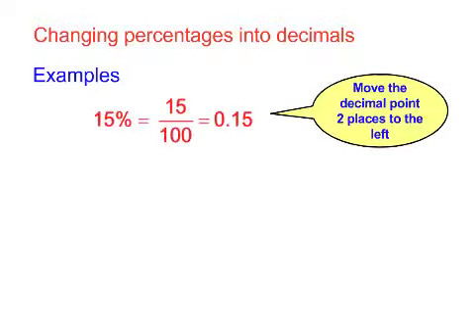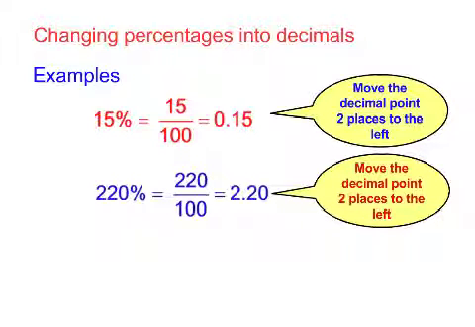Now let's change percentages into decimals. As an example, 15% is the same as 15 over 100. To change a percentage into a decimal, we always move the decimal point 2 places to the left. So if you move the decimal point 2 places to the left, we end up with 0.15.